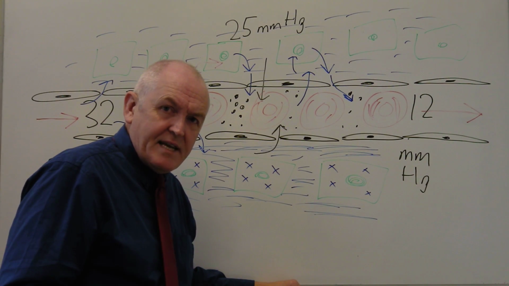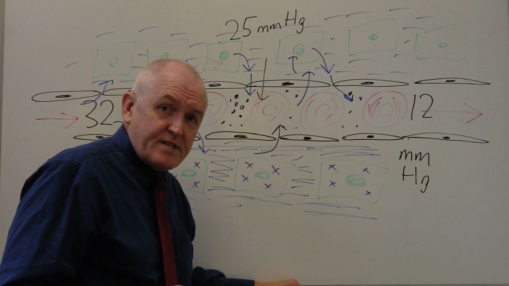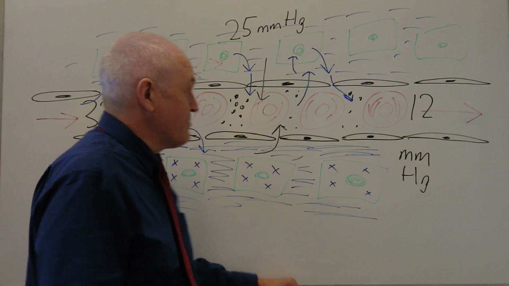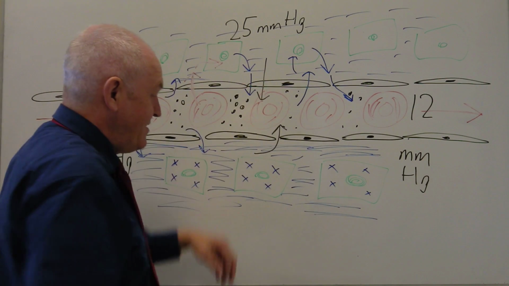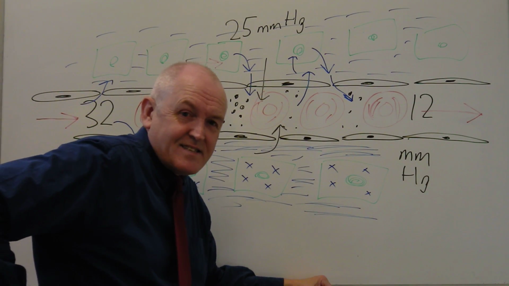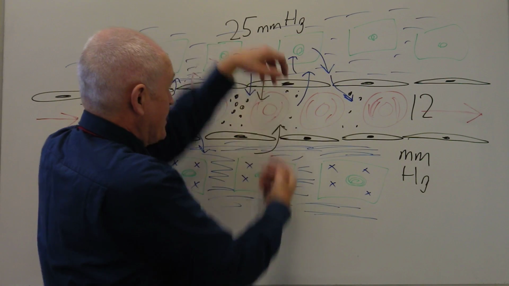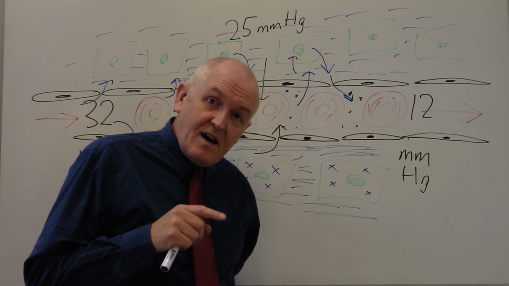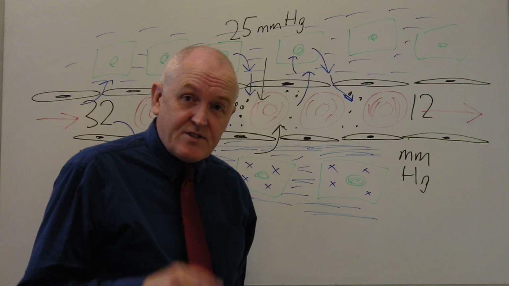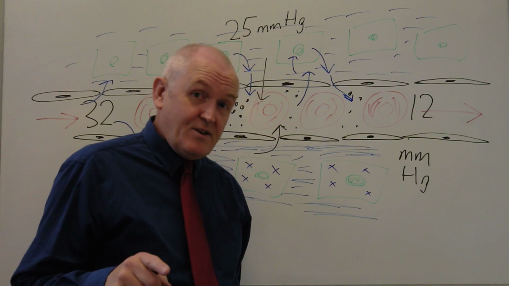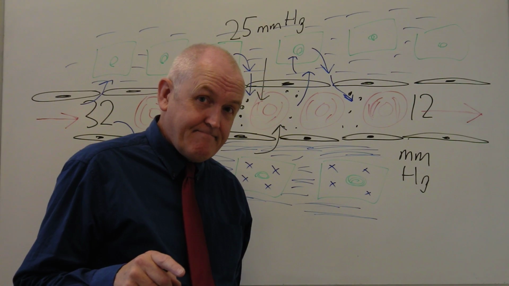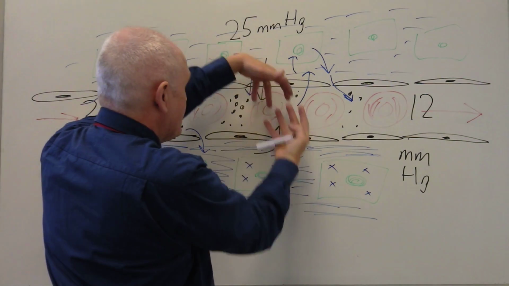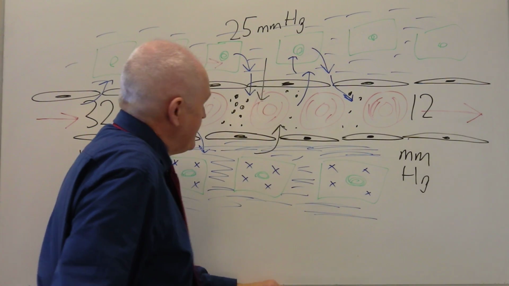So at the arterial end of the capillary, the hydrostatic pressure at 32 millimeters of mercury was greater than the osmotic pressure trying to suck the water back in at 25 millimeters of mercury. So tissue fluid is formed at the arterial end of a capillary because the hydrostatic pressure is greater than the osmotic pressure. But we've got this pressure of 25 millimeters of mercury sucking in.